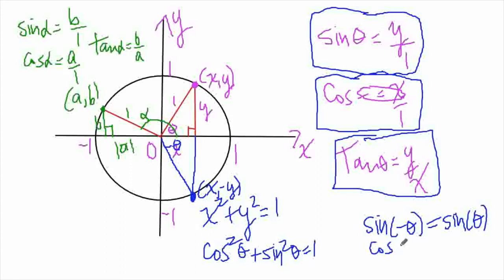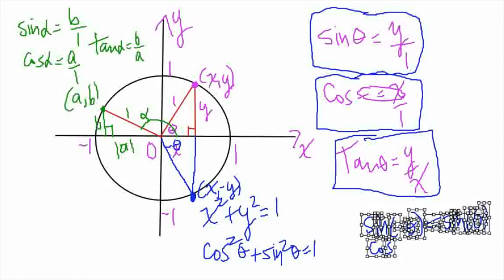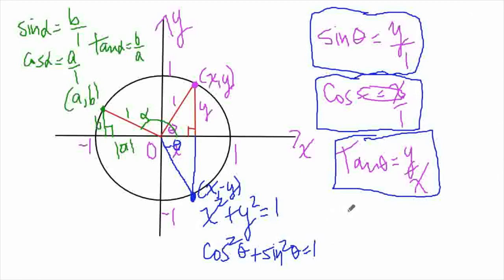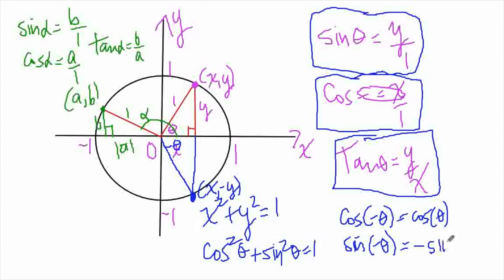Excuse me, I know I did that wrong. Let me backtrack here. So the cosine remains the same. Cosine of negative theta is cosine of theta. The sine of negative theta changes sign, so that's minus sine of theta. And then tangent of minus theta is minus tangent of theta. Okay?